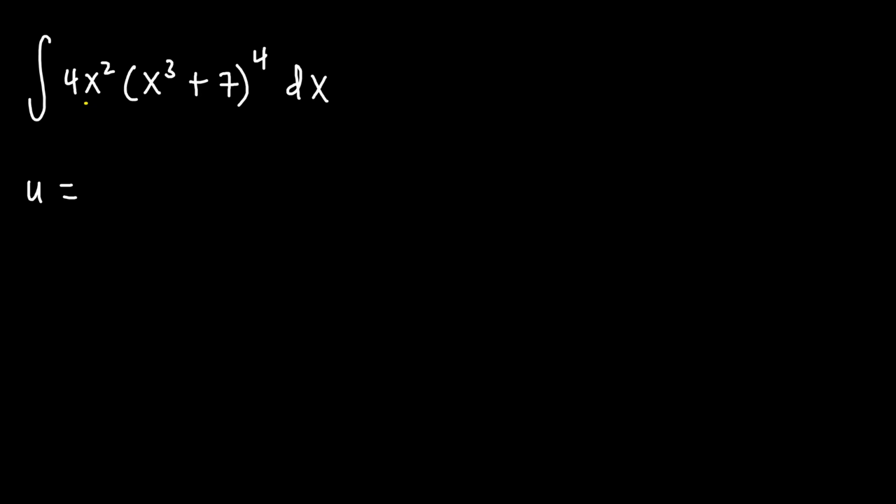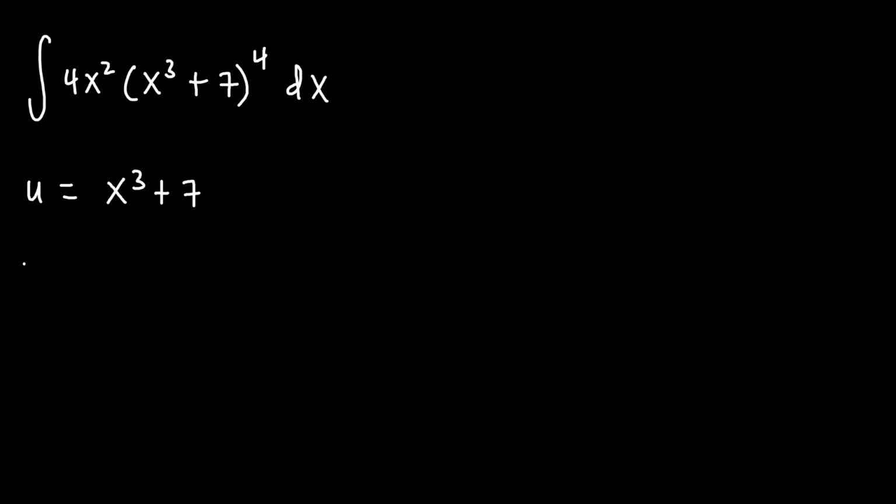If we set u to be equal to x to the power of 2, the derivative of x to the power of 2, which is 2x, cannot cancel with this x to the power of 2. So we cannot set u to be equal to x to the power of 2. Instead, we shall set u to be equal to this. So we shall have x to the power of 3 plus 7.